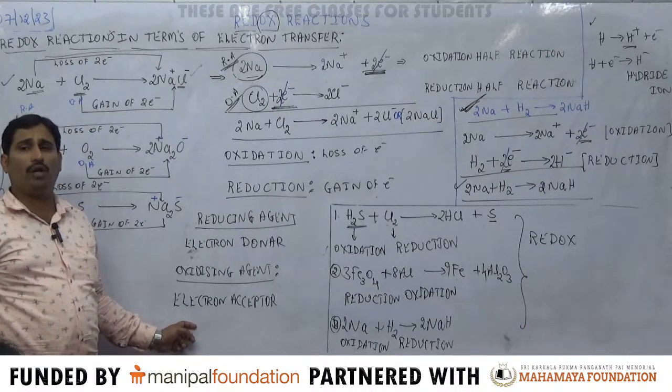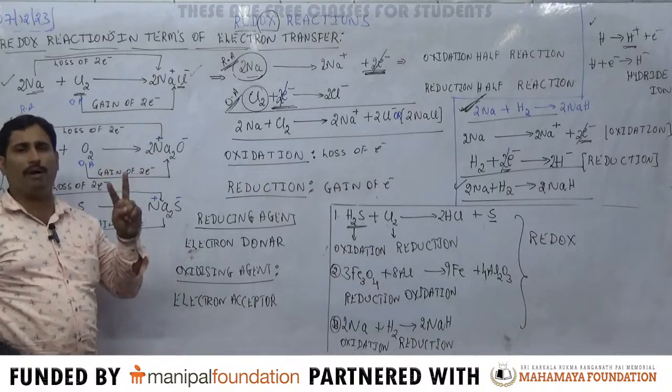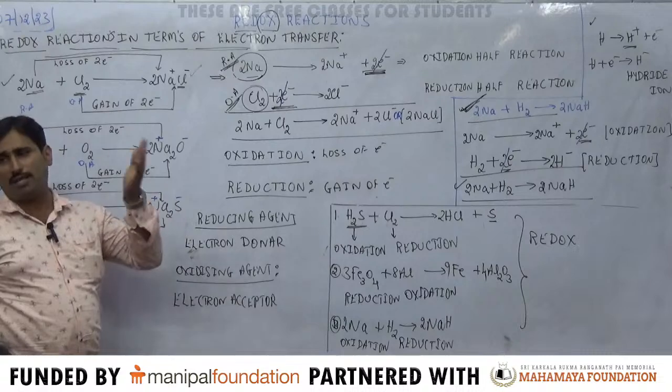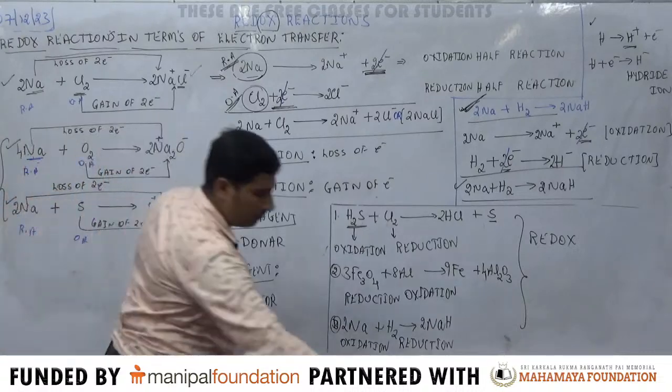That is competitive electron transfer. That means when we use two metals, one has more capacity to donate and one has the capacity to accept. That I'll discuss in the next class.